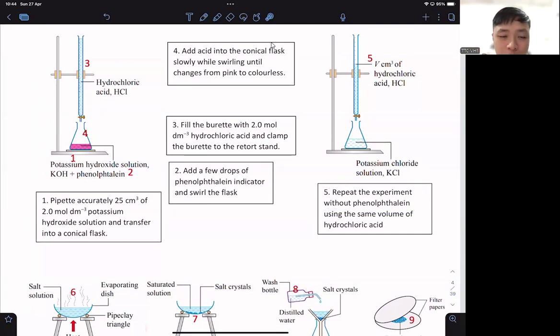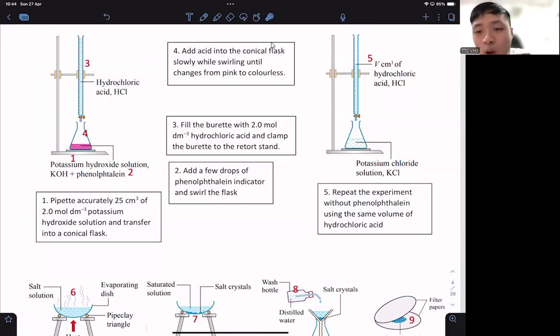Because I want to get a pure salt, I want to get a pure NaCl. I don't want any pink color. I don't want any phenolphthalein inside my salt. So that's why this time I have to repeat, this time with no phenolphthalein.